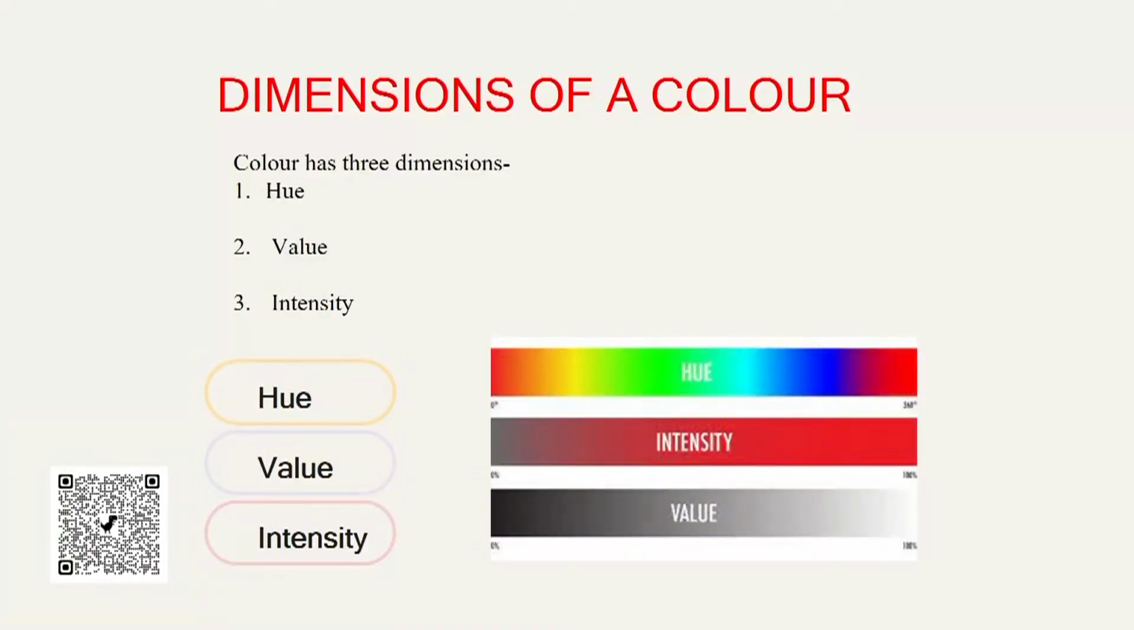So color has 3 dimensions. The first one is hue, second is value, and third is intensity. So in the image here you will notice that hue is the actual color. So you are able to see all the colors of the color wheel in the hue. It's the color itself. Whereas in value you will see that there is mixing of other colors in the intensity of the original red color.